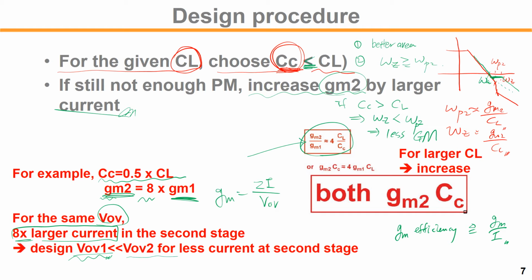So we can avoid too much current in the second stage, right? By having smaller overdrive in the first stage, right? Typically, the Gm efficiency is driven to more than 10, right?